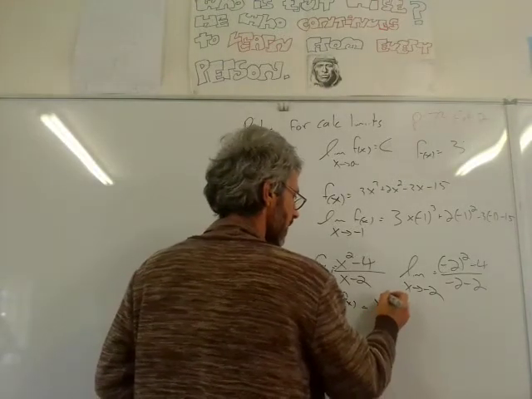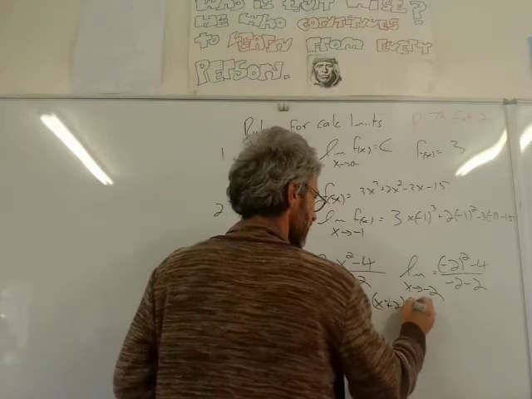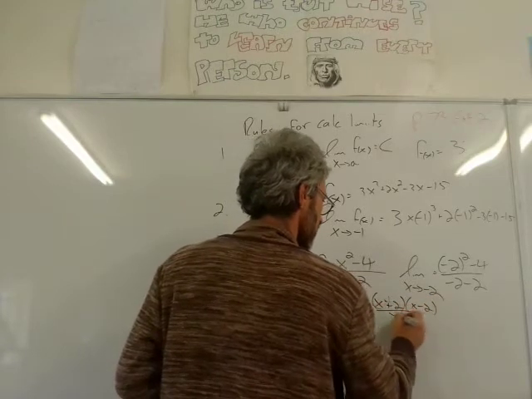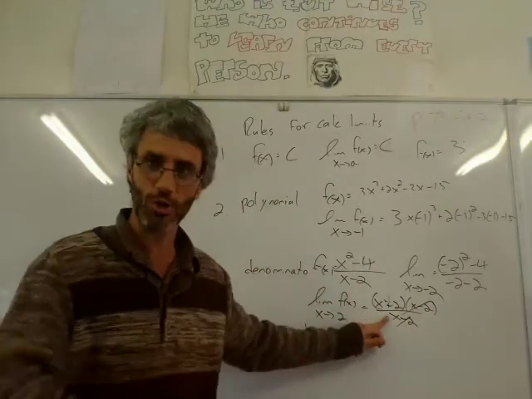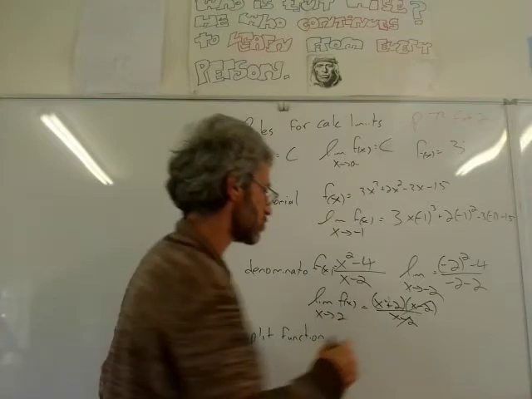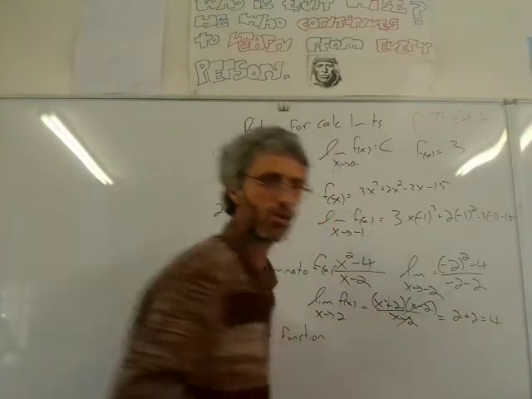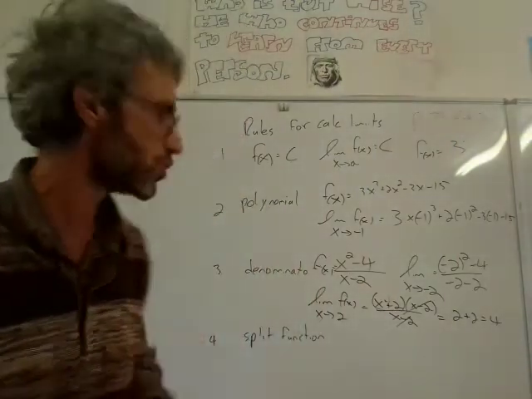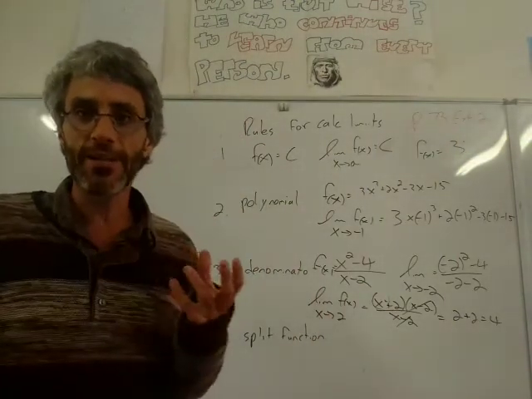We factorize it: x plus 2 times x minus 2, divided by x minus 2. Cancel. Then, once we've got rid of the denominator, we can substitute 2. Then we're going to write 2 plus 2 equals 4. So eventually you will have to substitute once you've got rid of the denominator.